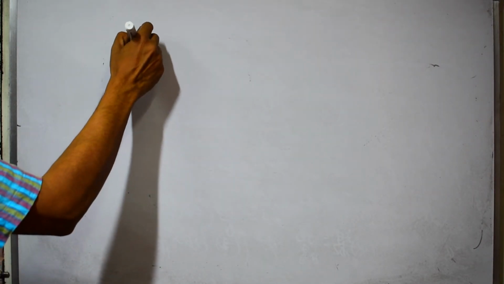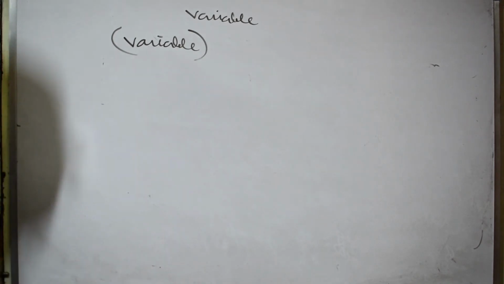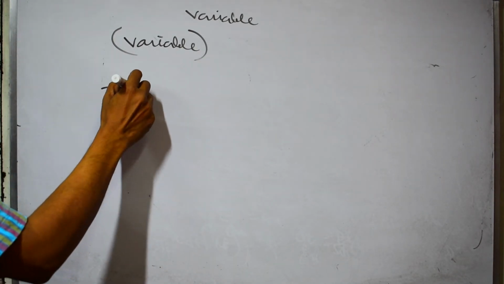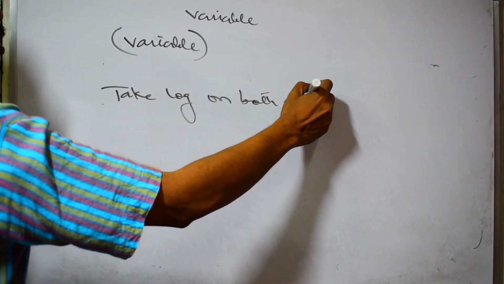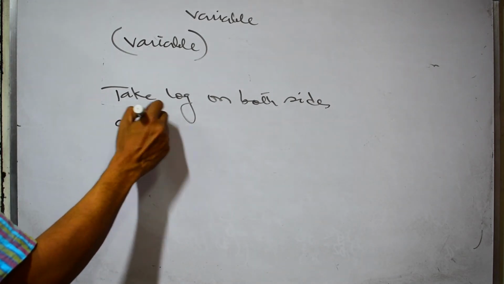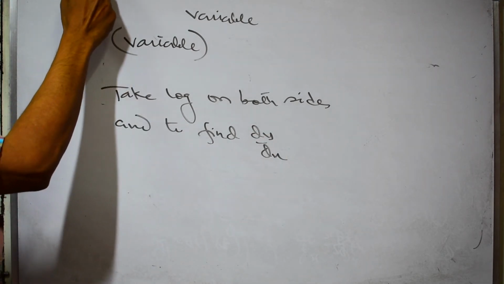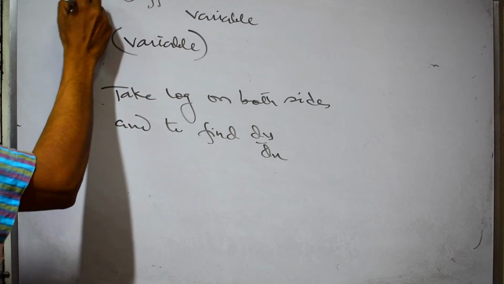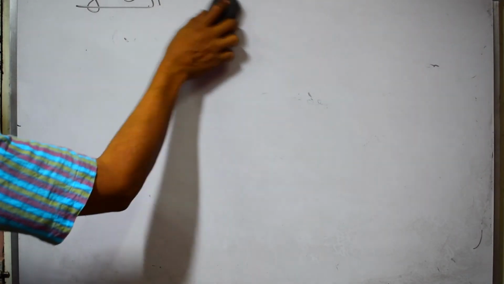Now the last type of problems which we usually see is variable to the power variable, meaning the power is also a function of x and the base is also a function of x. So we have to take log on both sides and then differentiate to find dy/dx. This is logarithmic differentiation. Log differentiation is required when the power is also a function of x.